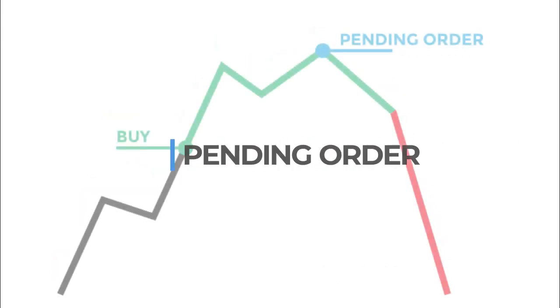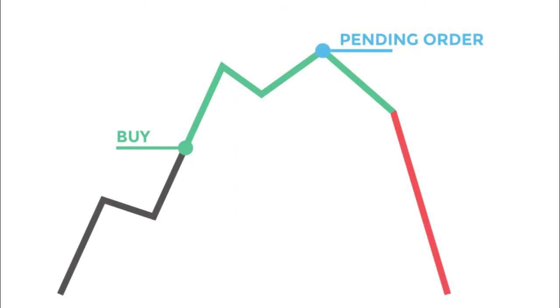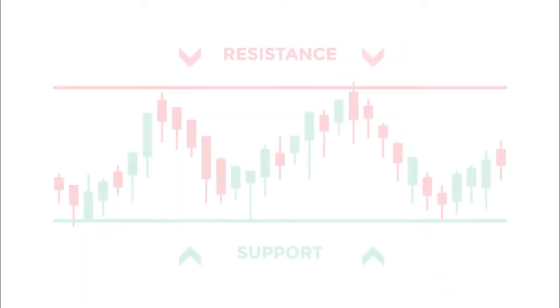Pending order. This differs from a normal instant execution order in that you set the price you want to trade with the instrument in question. At the moment the price reaches the level you set, your buy or sell order will be executed automatically.